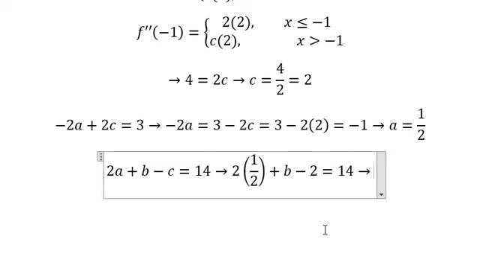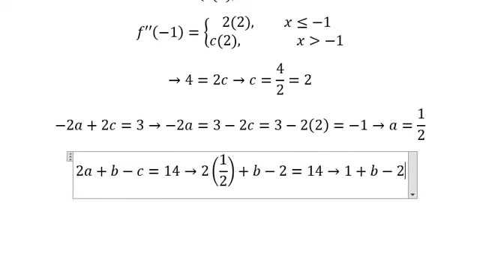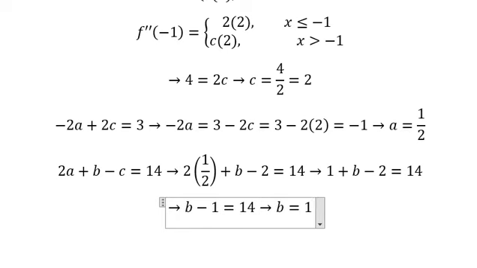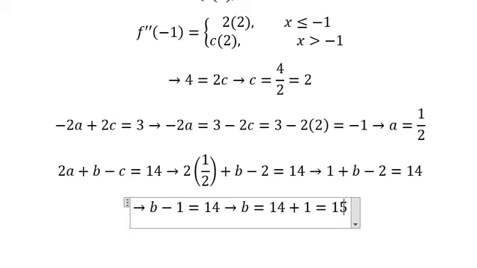So this one we have 1. 1 minus 2, we have negative 1 equal to 14. And now we move negative 1 to the right, and we have 14 plus 1 equal to 15. And here is the final answer.